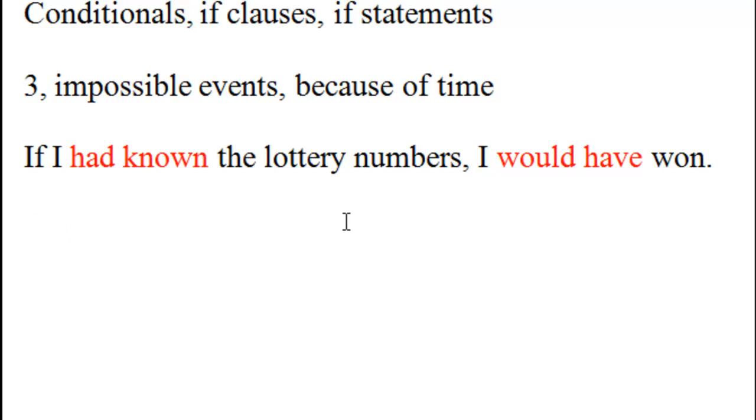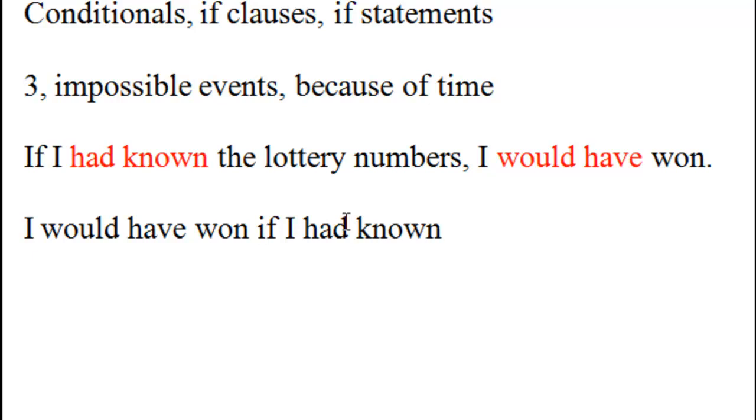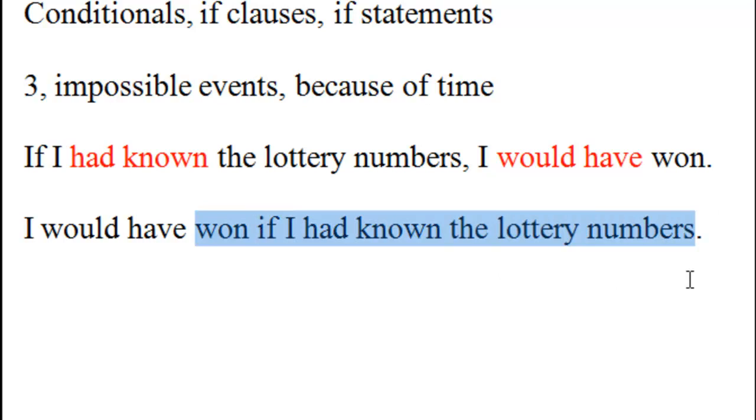So, one more thing that I want to mention with this is that since these are clauses, what can you do with them? You could swap them around. You can do, I would have won if I had known the lottery numbers. Okay, sometimes they'll write it in this form. The if clause, the dependent clause over here, is actually added in the back. Because they're clauses, you can swap them back and forth, right?